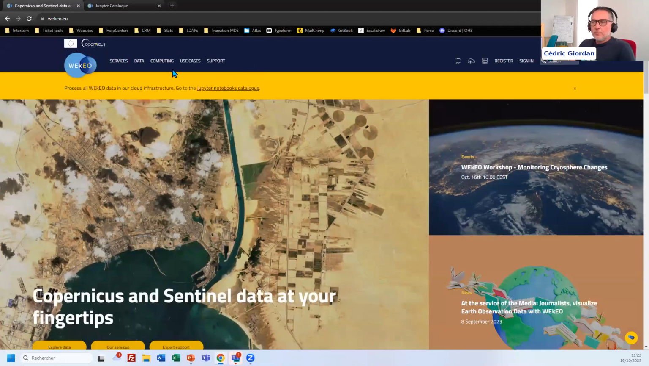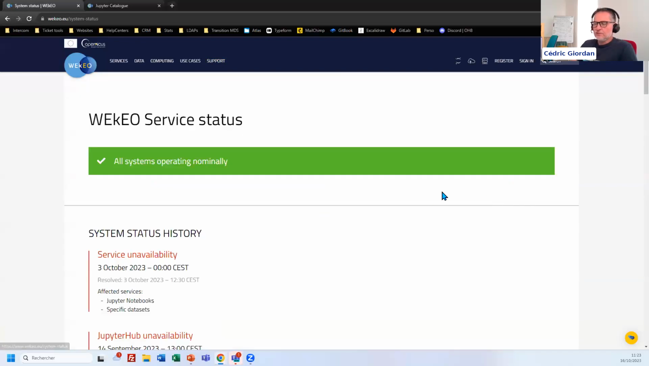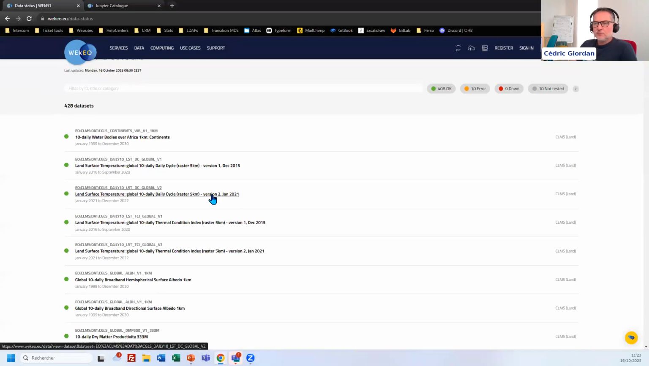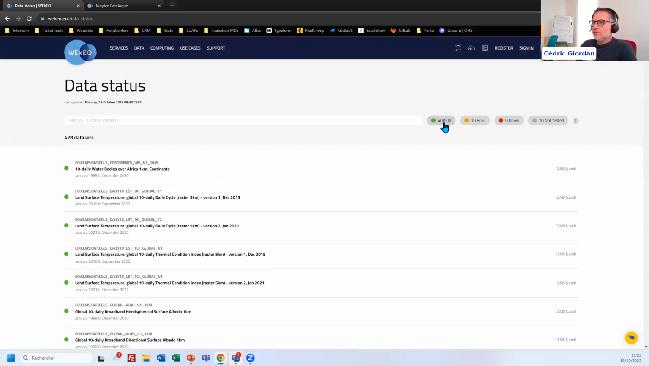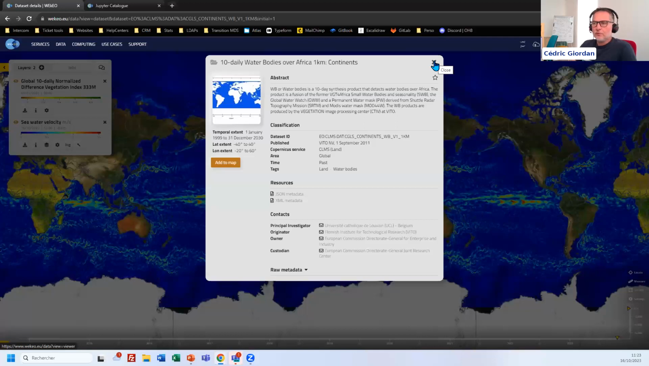So on the upper menu, you will find the support entry. Follow this entry. You will reach a dedicated page with three different boxes. The first one is the system status. It's not the first one, but the third one. So you will find here the different operational events impacting the production and the availability of the service, the system. And another box is the data status. Clicking on this box, you will find the status of all the datasets and products, with the color code at the top. You click on the title, you will reach the product page on the viewer in the catalog.